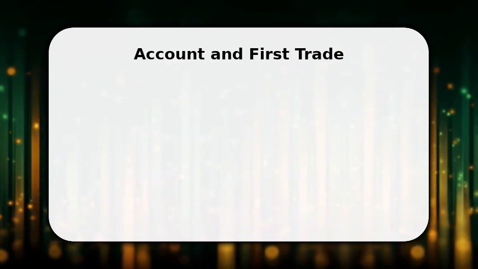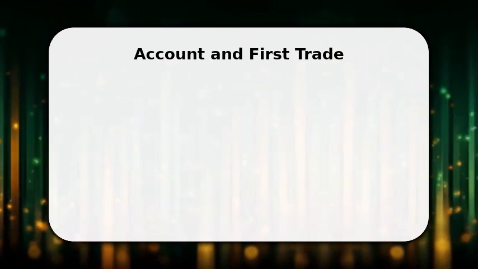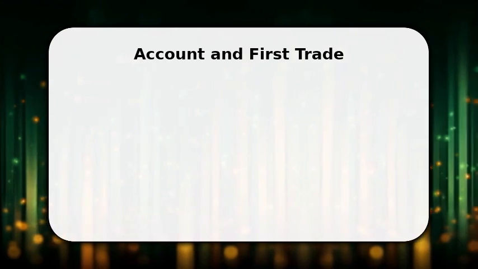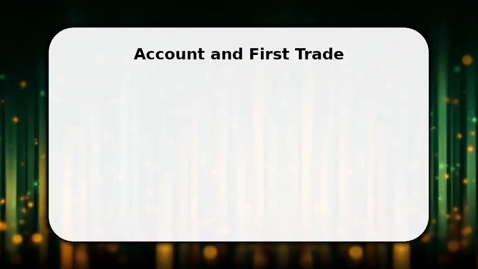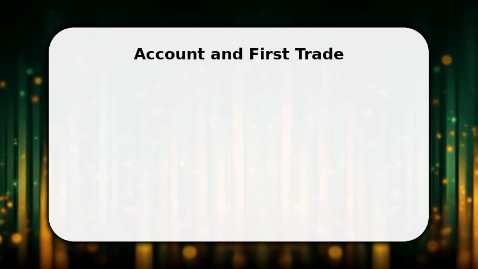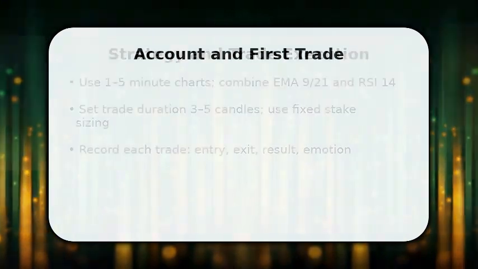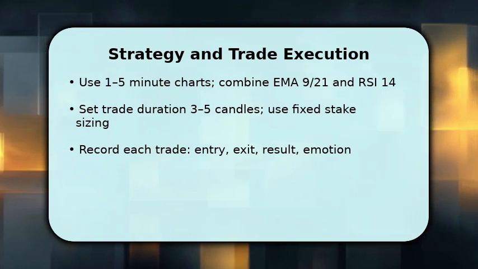You should decide a fixed risk per trade, for example, 1% of your balance, and stick to that rule. Doing these steps first sets a controlled foundation and prevents emotional mistakes later. You now focus on a simple, repeatable strategy.